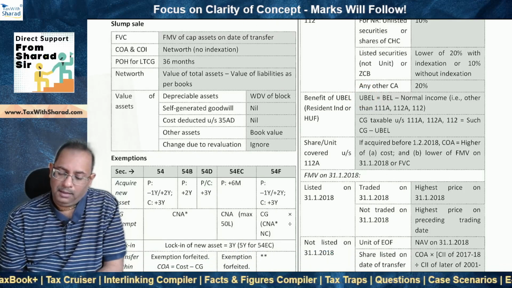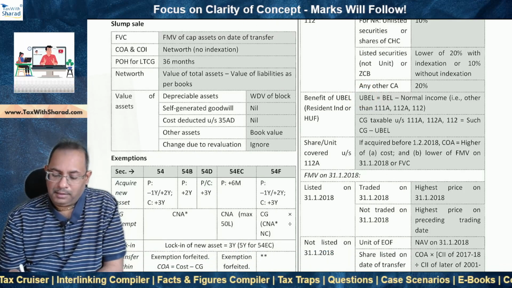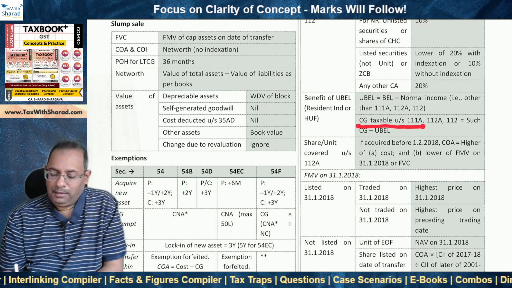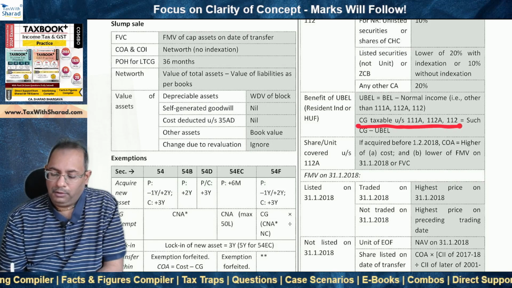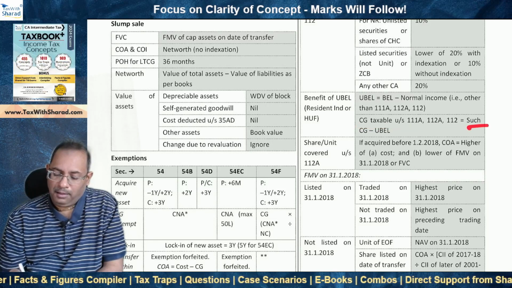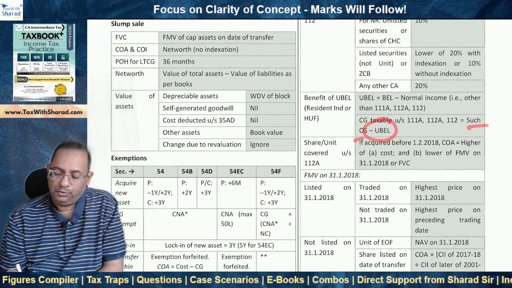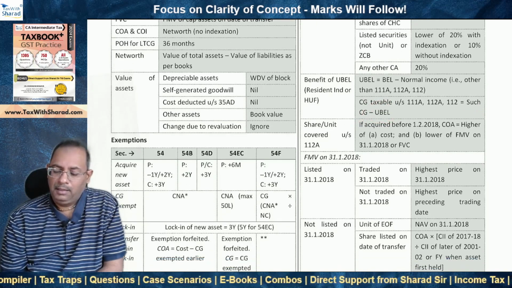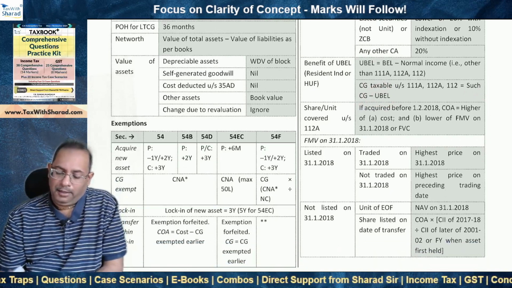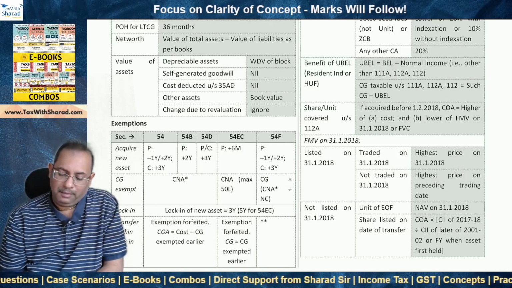equal to UBEL. And what is the benefit that is given? Capital gain which is taxable under section 111A, 112A or 112 is equal to such capital gain minus the UBEL. So we reduce UBEL from the capital gain, and then we apply the rate of tax on such a reduced amount of capital gain.